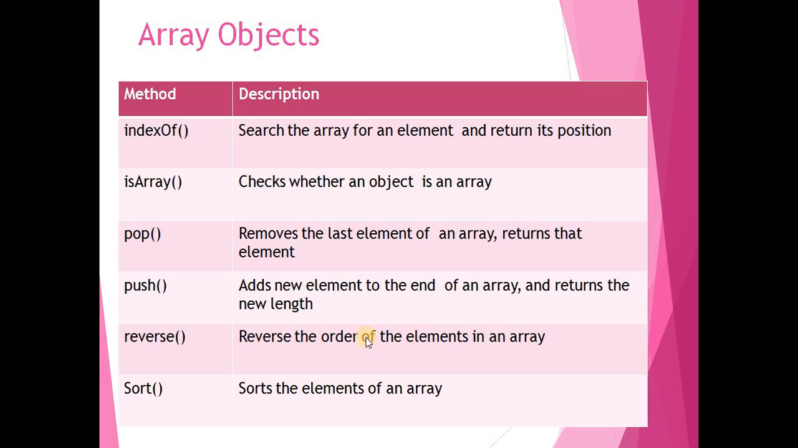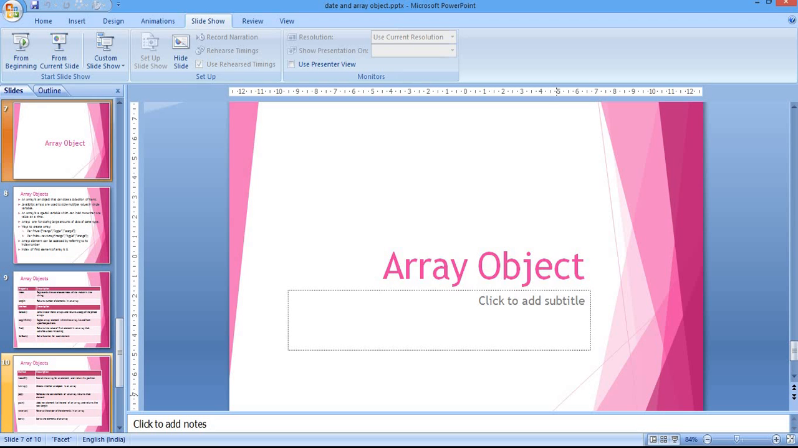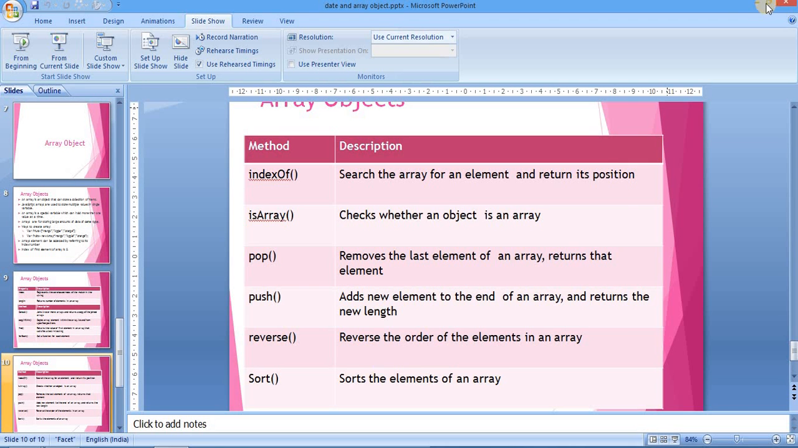Next, reverse. Reverse reverses the order of elements, so the last one is going to be first. Sort sorts the elements in the array. If you are using names, it will sort alphabetically. If you are using numbers, it is going to sort in ascending order. Let us understand all these with an example now.